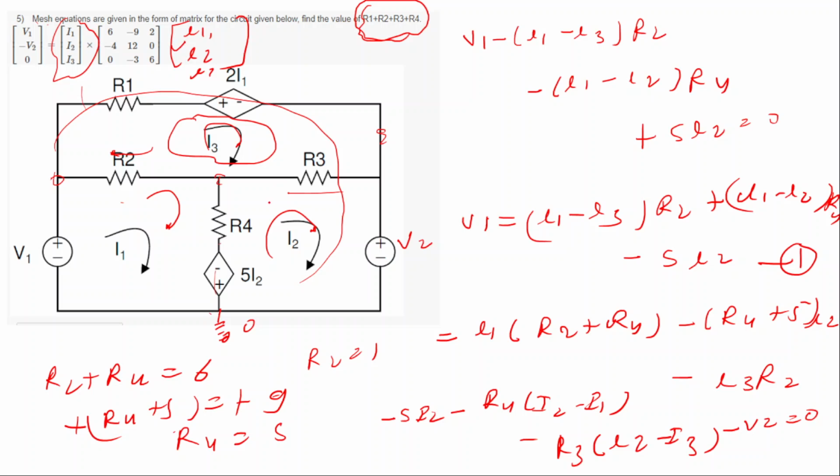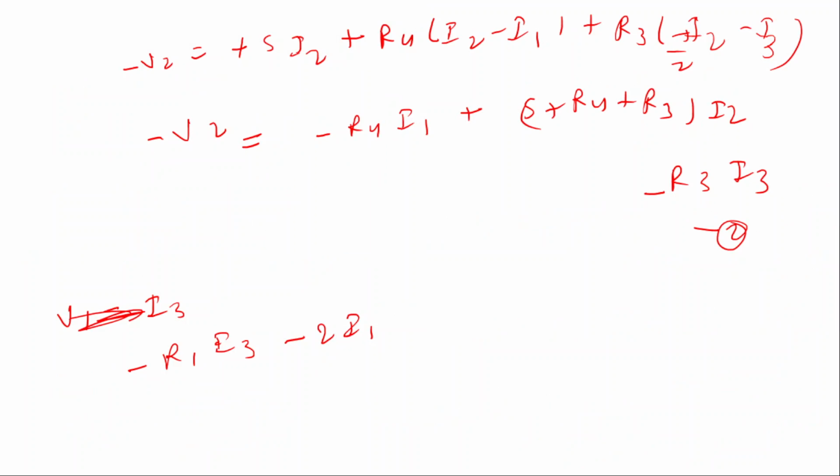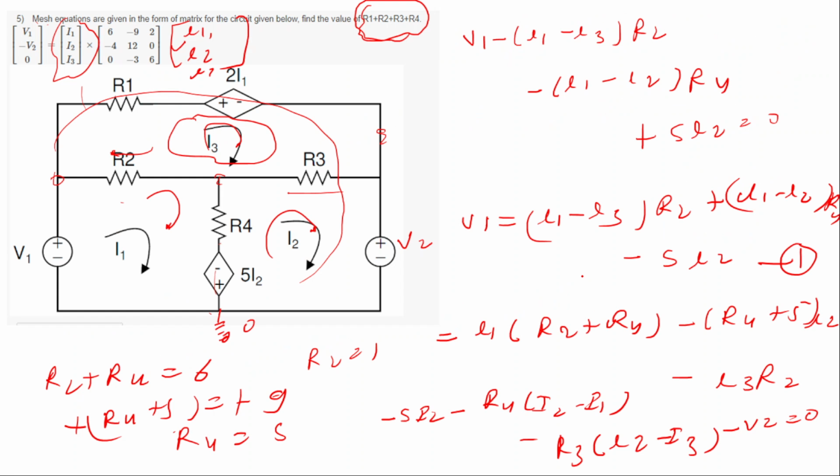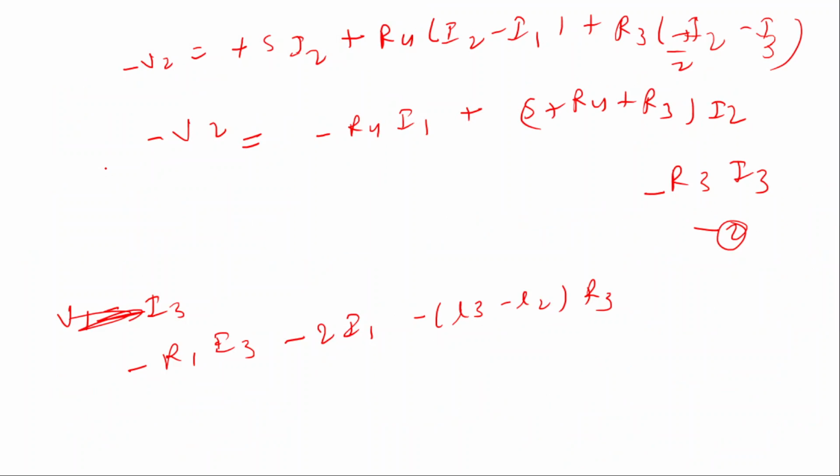So minus (I3 minus I2) times R3. Then we have here (I3 minus I1) times R2. So minus (I3 minus I1) times R2 equals 0.